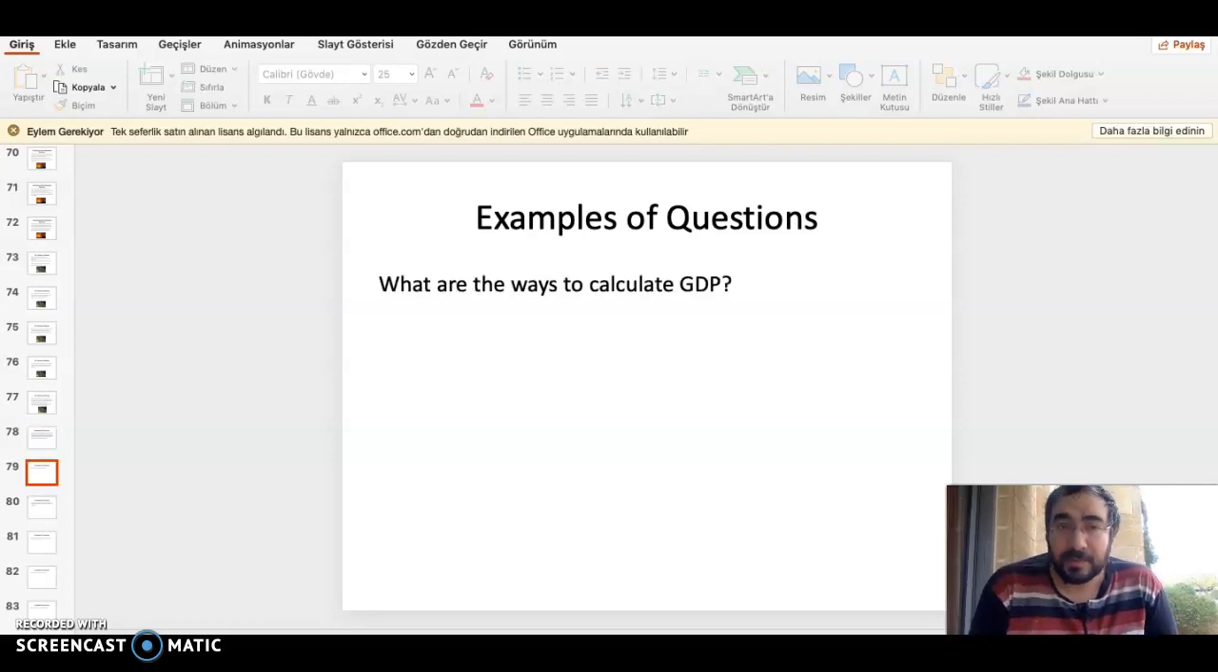Let's go to the second. What are the ways to calculate GDP? Well, the expenditure method, the income method, and the value added method. These are the three methods.